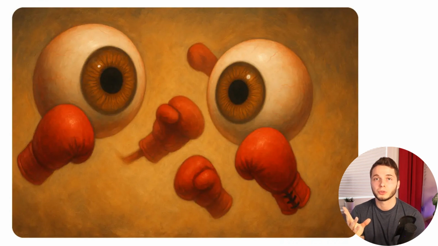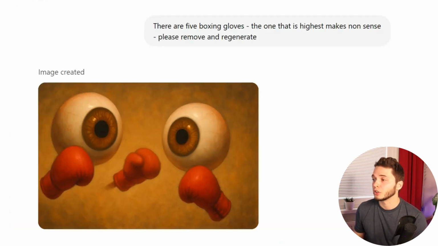Okay, so here is what you shouldn't do. You shouldn't try to explain to him, there are 5 boxing gloves. The highest one makes no sense. Please remove and regenerate. He tries to do it, but now there are only 3 hands. So this is why I do not suggest reiterating on the image when it's not like 70-80% where you want it to be. Okay, so now we are doing prompt engineering.